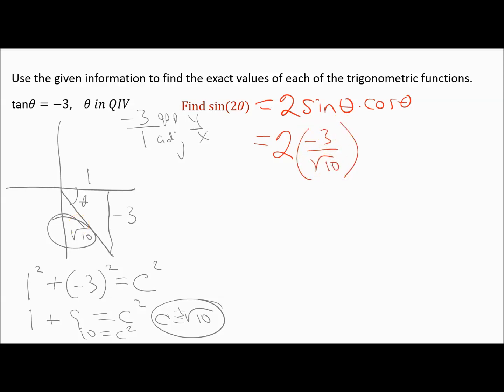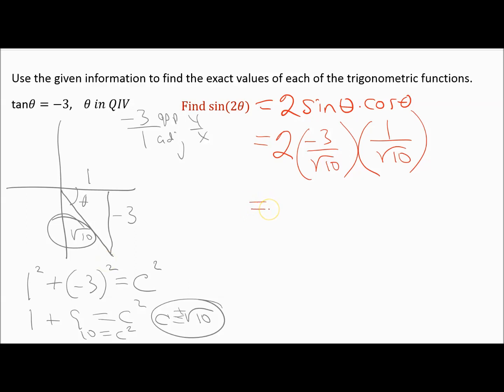Or you might have that it's y over r. Either way, it's negative 3 over the square root of 10. Cosine is adjacent, which is 1, over the hypotenuse, which is square root of 10. Or you might have it memorized that it's x over r. And that will still get you 1 over the square root of 10.